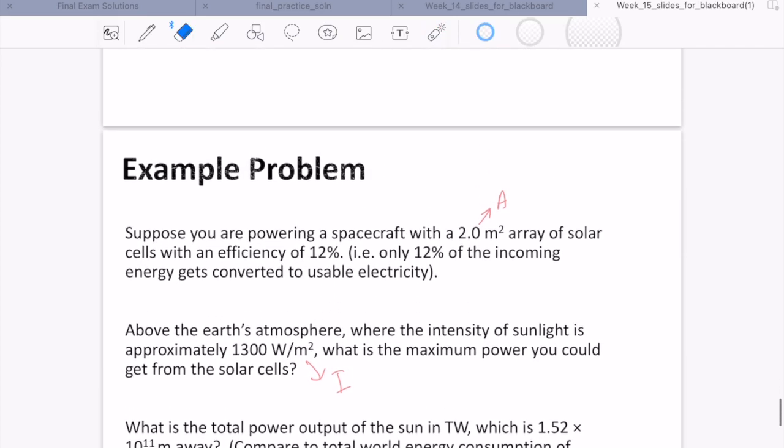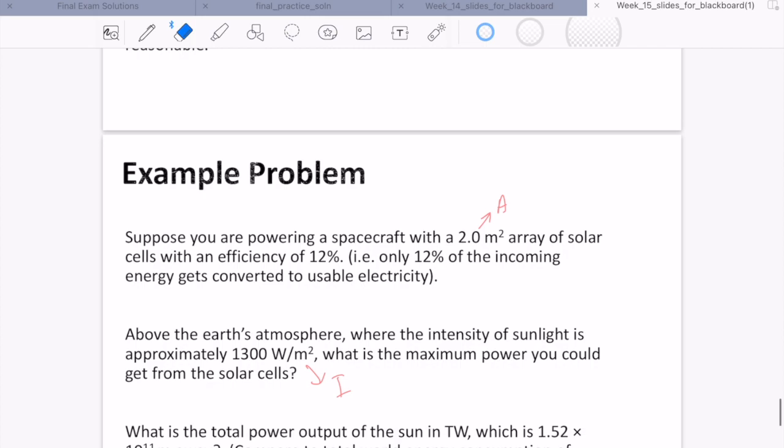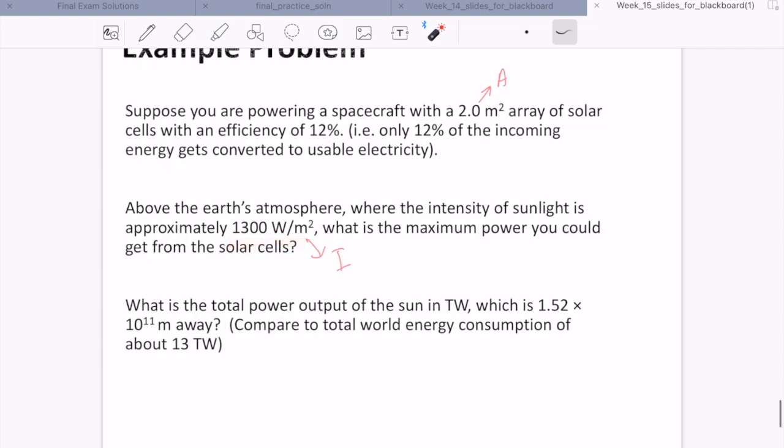This is a very niche, specific example here. So they said, suppose you're powering a spacecraft with a 2 meter squared area of solar cells with an efficiency of 12%. By efficiency of 12%, they mean that it's only using 12% of the incoming energy, right? So the area is 2 meters squared, and they gave us the intensity as 1300 watts per meter squared. Now they're asking for the maximum power.